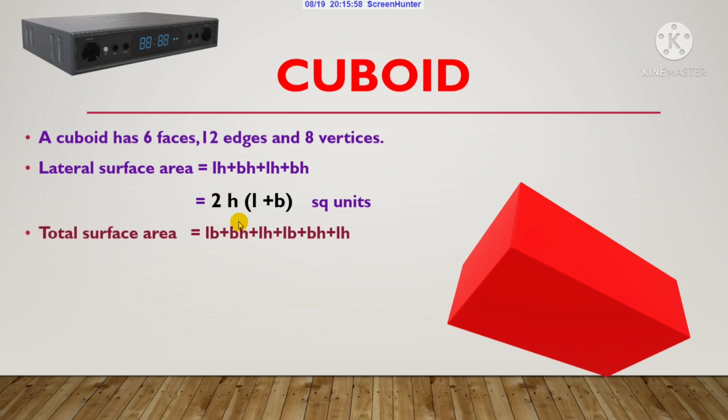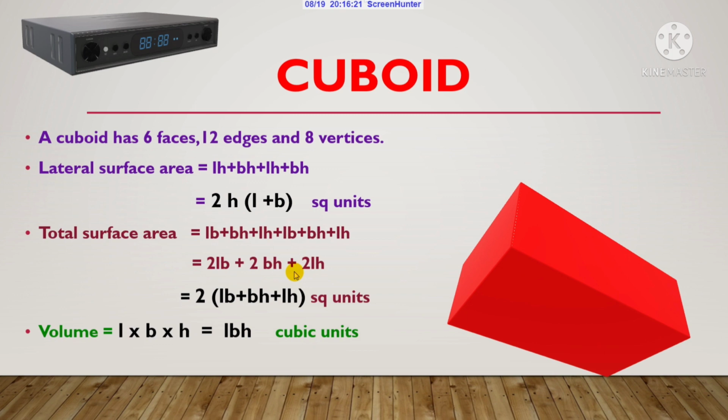Total surface area means we will add top and bottom. What is the area for top and bottom? LB and another LB will be added. So the formula will be 2 times LB plus 2 times BH plus 2 times LH, or 2 times LB plus BH plus LH square units. So what is the volume? Volume of a cuboid is length into breadth into height. So it will be LBH, where L is length, B is breadth, H is height of the cuboid. It will be in cubic units.